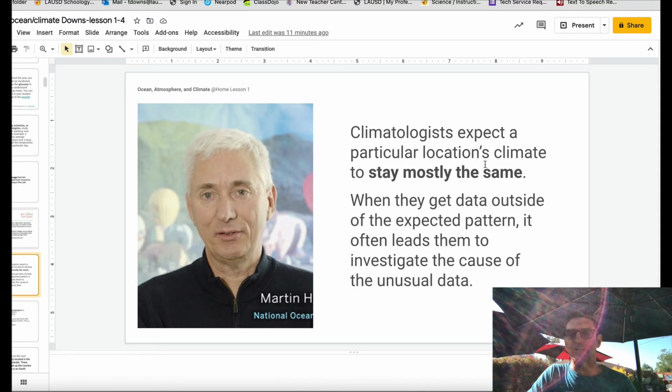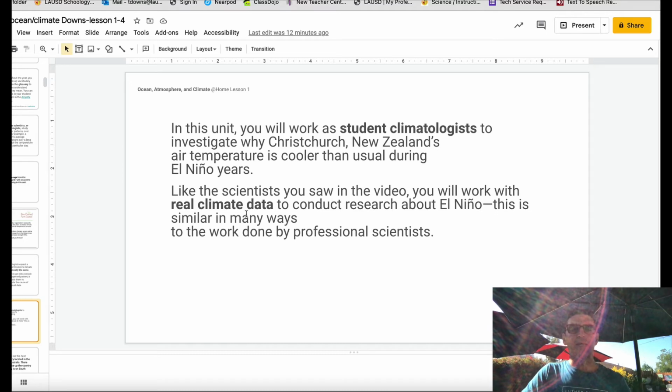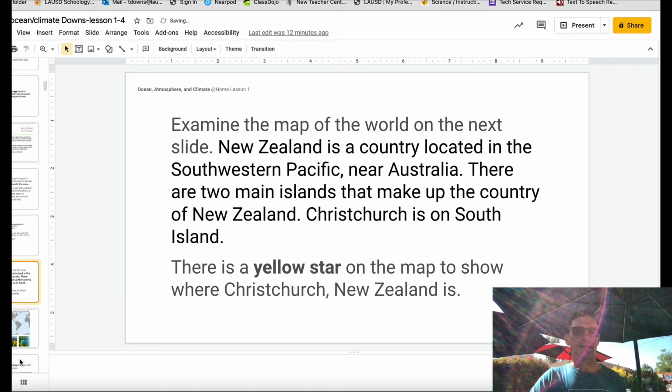Climatologists expect particular locations' climate to stay mostly the same. When they get data outside of the expected pattern, it often leads them to investigate the cause of the unusual data. In this unit, you will work as student climatologists to investigate why Christchurch, New Zealand's air temperature is cooler than usual during El Nino years. Like the scientists you saw in the video, you will work with real climate data to conduct research about El Nino. This is similar in many ways to the work done by professional scientists. So we're going to look for climate data. Cool.